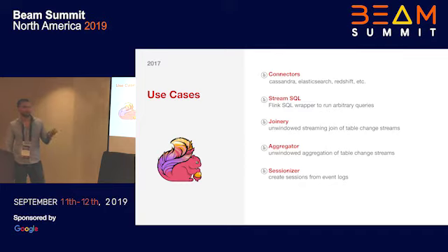We have our Flink SQL wrapper that allows users to build more complex stream processing applications they cannot build with Paastorm. They can use Stream SQL. They just have a config file with a SQL query, and we just run that for them. And then we have other components, things like Joinery. It's a component that runs unwindowed stream joins over streams that represent table change logs. Or, for example, sessionizing, creating sessions from event logs.